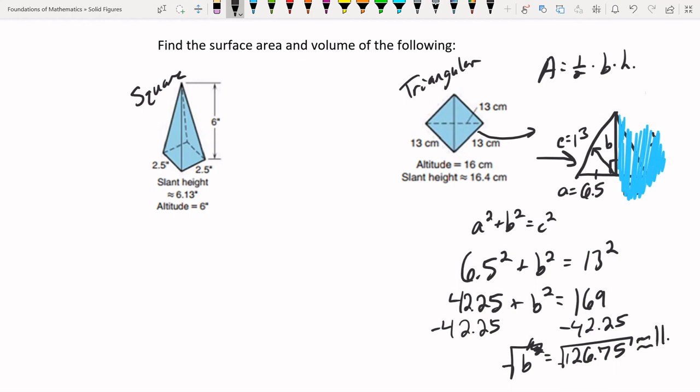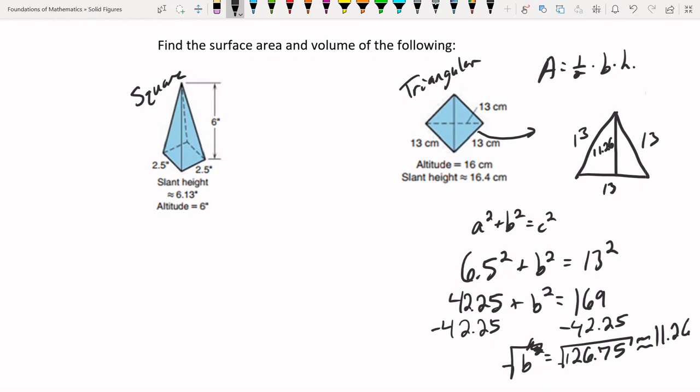which gives us approximately 11.26. That's what this side here is going to be. I can delete a lot of this stuff. This central height here is 11.26.